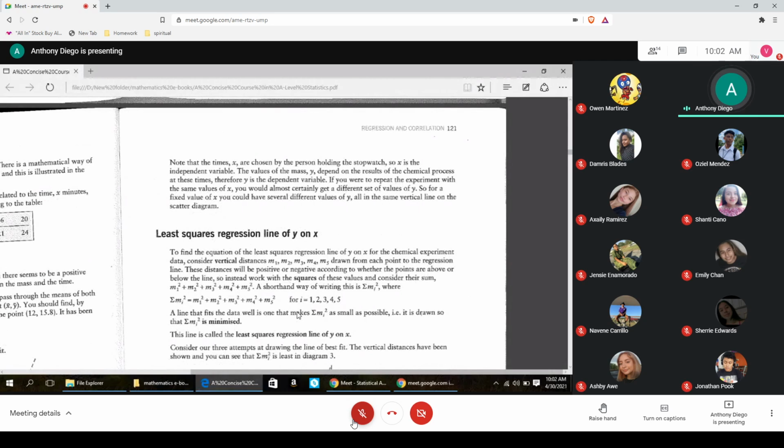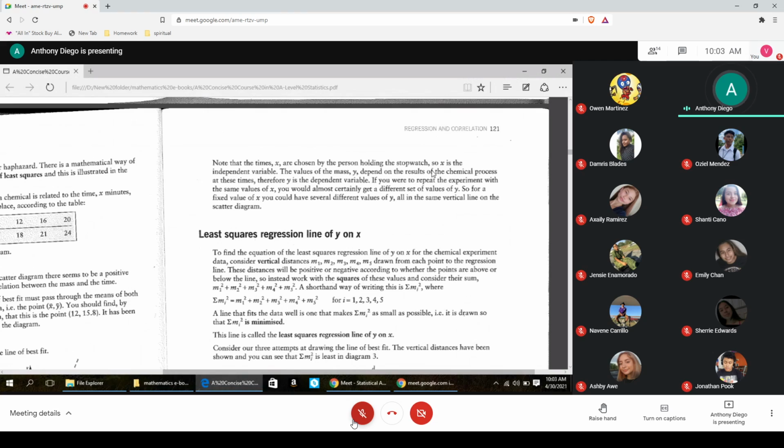It said there, note that the time x are chosen by the person holding the stopwatch. So x is the independent variable. The value of the mass y depends on the result of the chemical process. At this time, therefore, y is the dependent variable. If you were to repeat the experiment with the same value of x, you would most certainly get a different set of values of y.